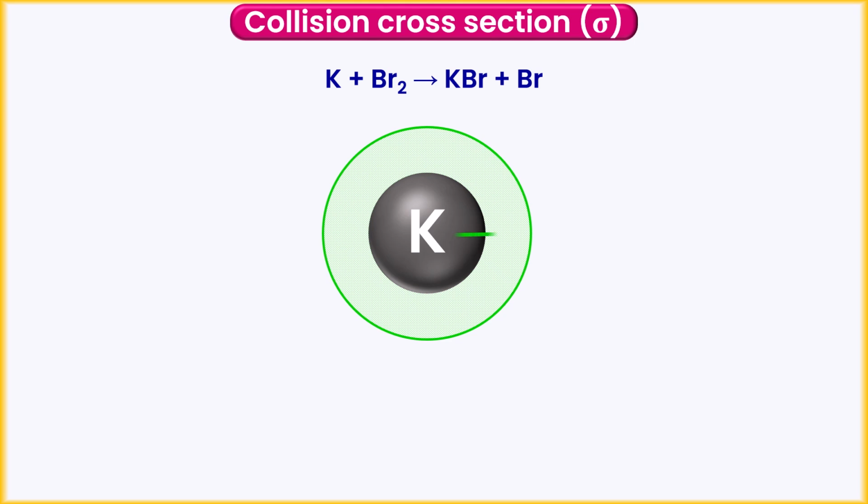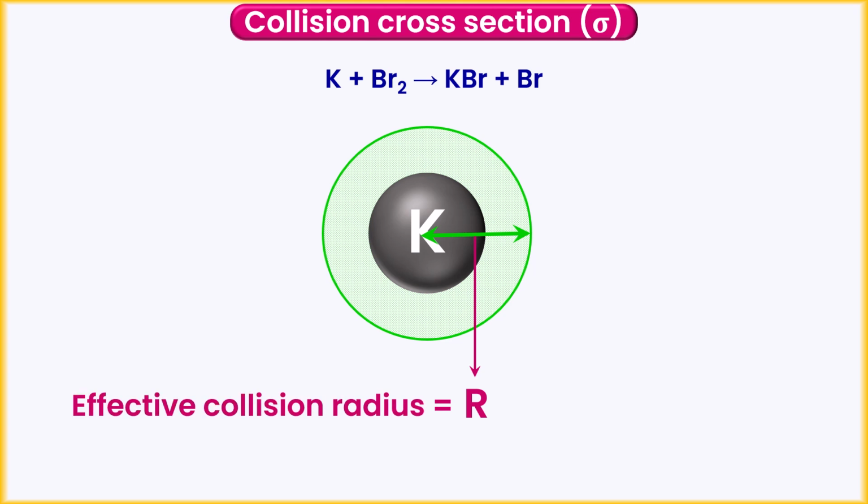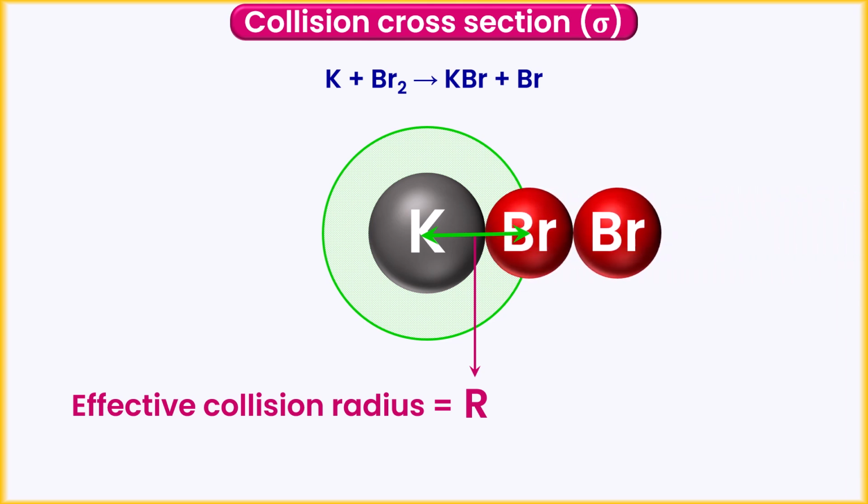The radius of this circle is the effective collision radius denoted by R. The collision occurs only when the center of one of the bromine atoms crosses the boundary of this collision cross-section. Therefore, the effective collision radius is given by R equal to Rk plus Rbr. Of course, remember that this collision cross-section with the collision radius Rk plus Rbr is only valid for this end-on-end collision.